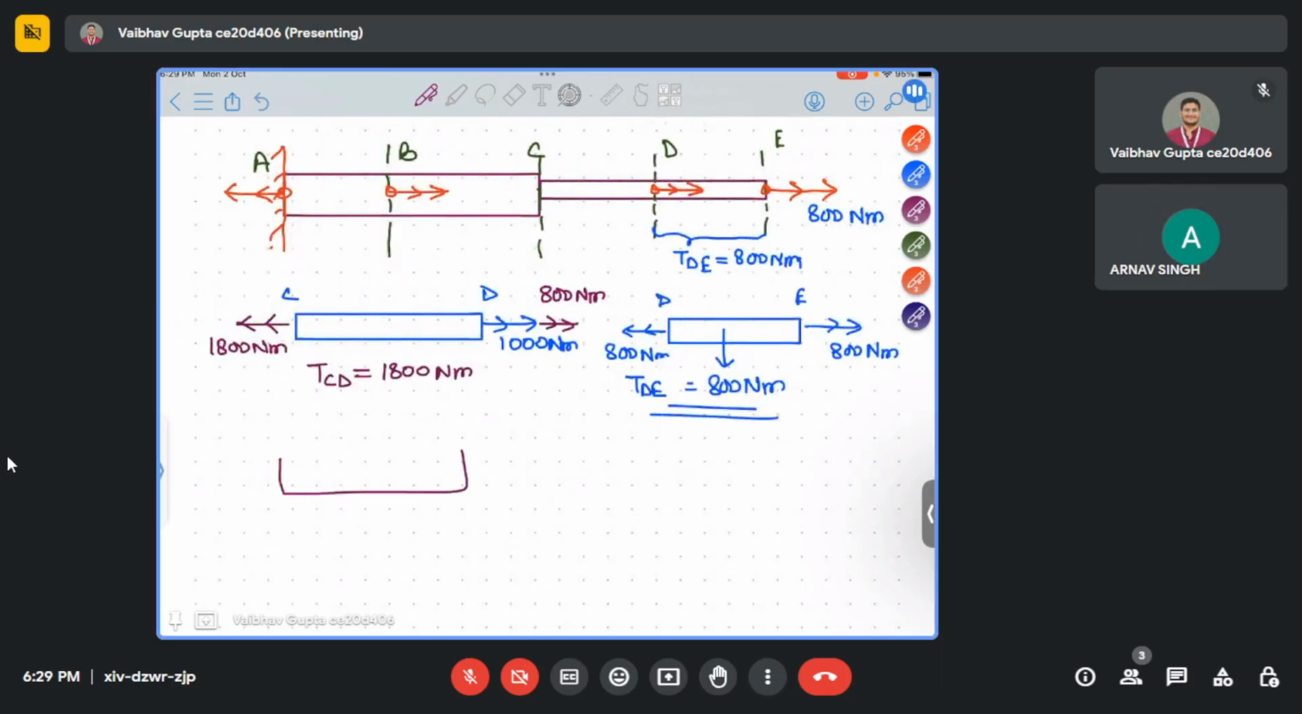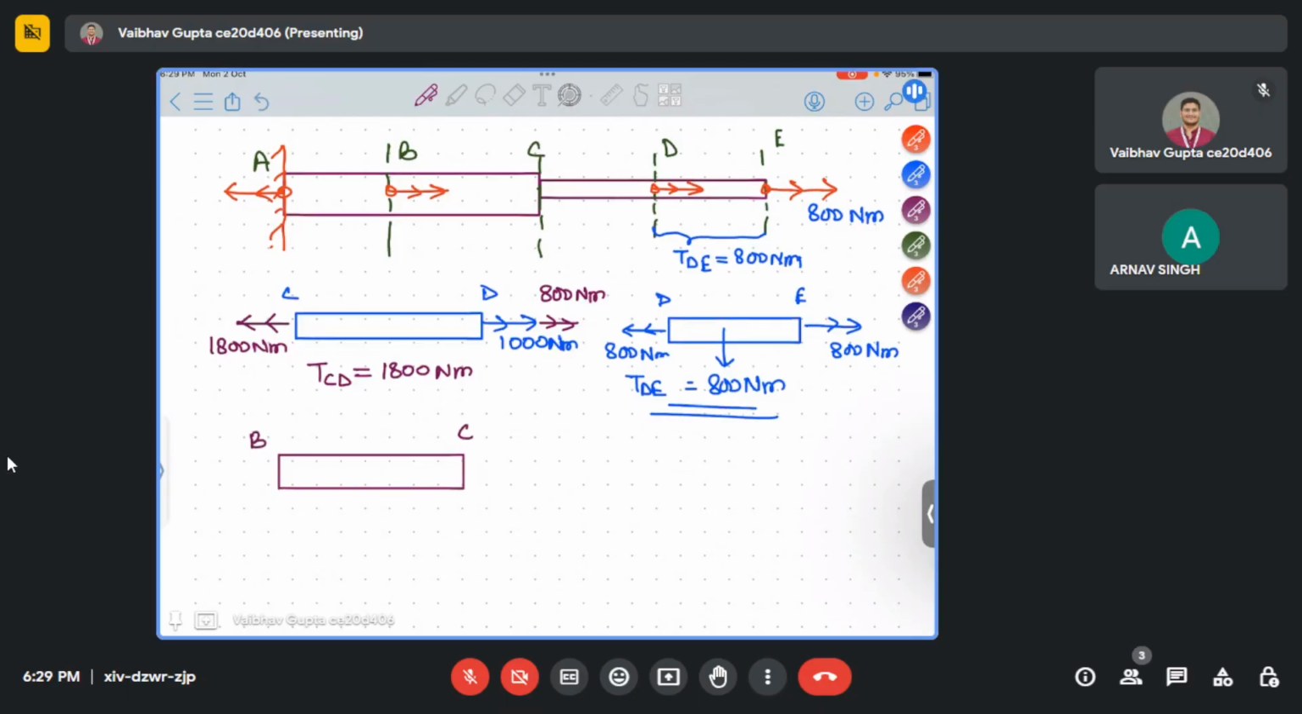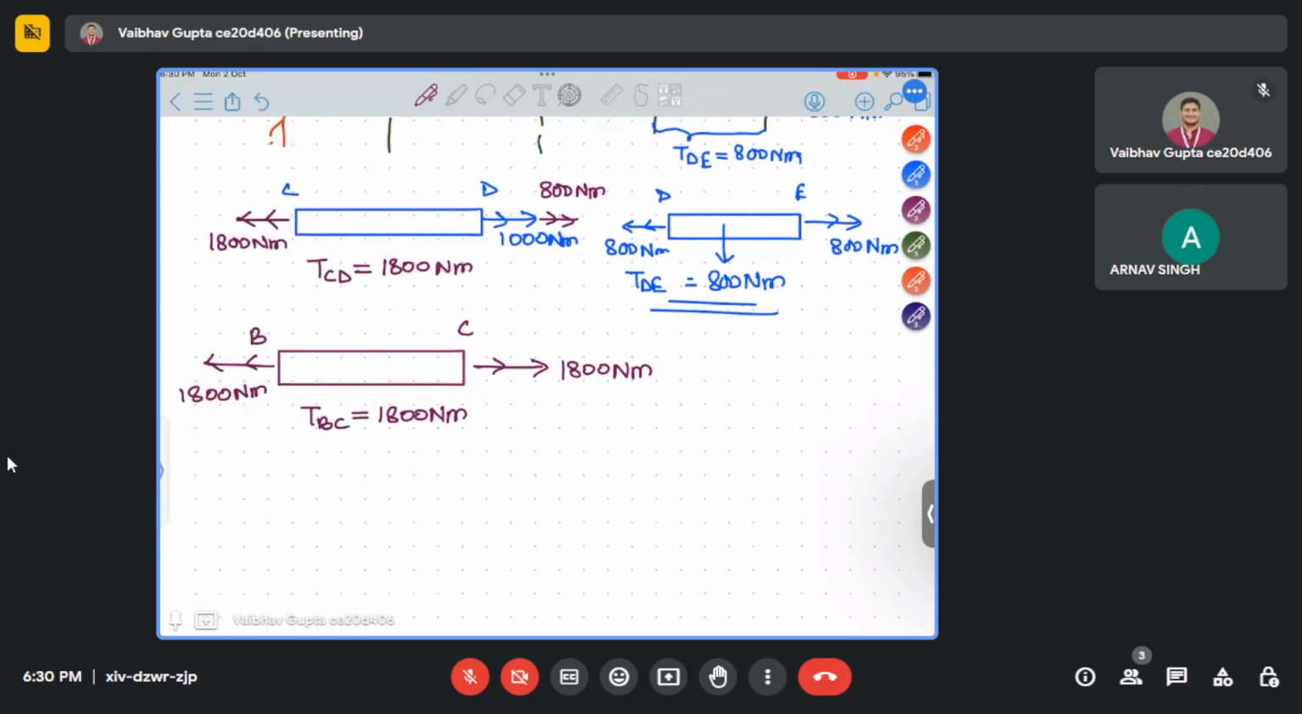Now we go to the BC element. See, no torque is applied at C in the question. So only what is coming here, due to Newton's third law of motion, equal and opposite load will be applied here. So 1800 Newton meter will be applied here. Similarly, to maintain equilibrium, 1800 Newton meter will be applied here. So TBC will be equal to 1800 Newton meter.